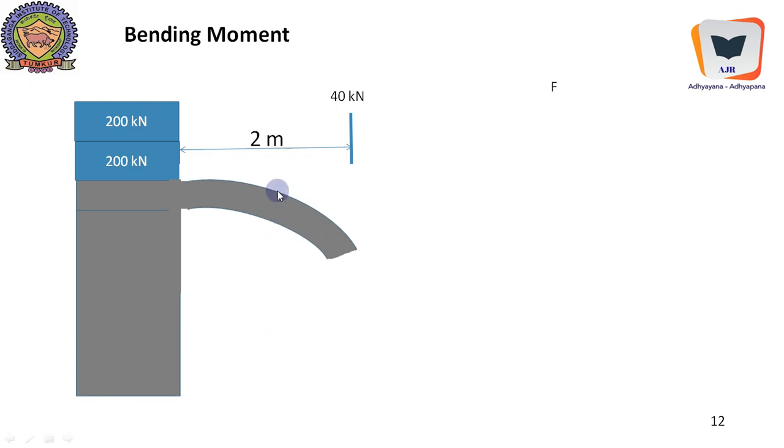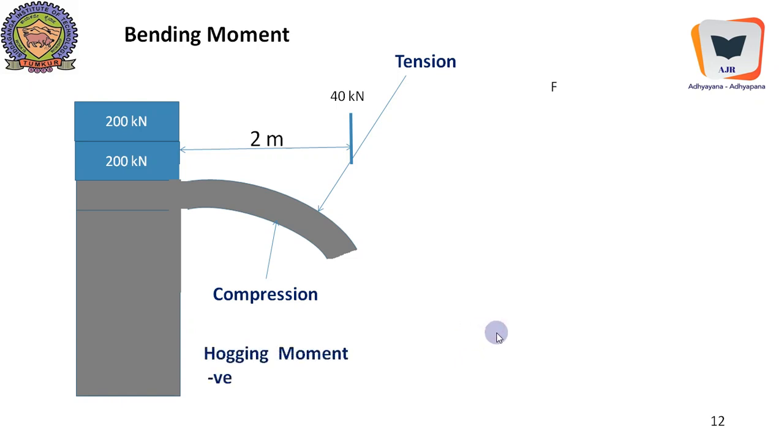And if we happen to make small cracks over here, these cracks will open wide at the top and close at the bottom. So tension at the top, compression at the bottom. This typical kind of bending is called hogging bending moment. And in our course of study, we always treat this hogging moment to be negative.